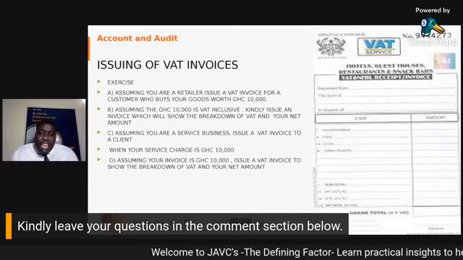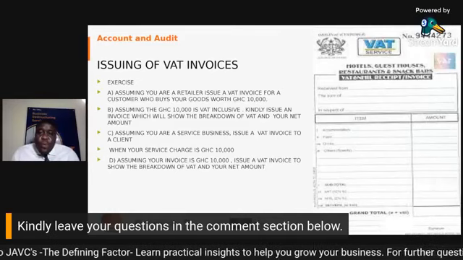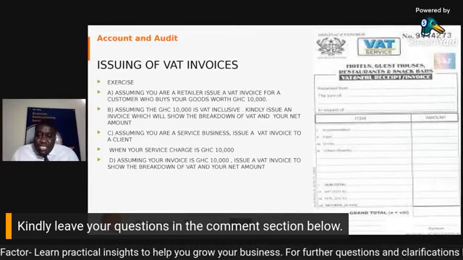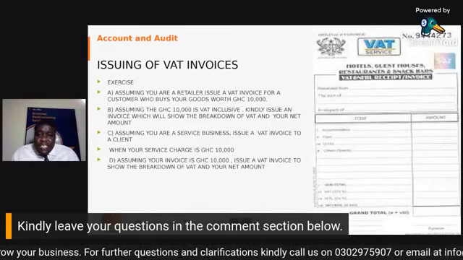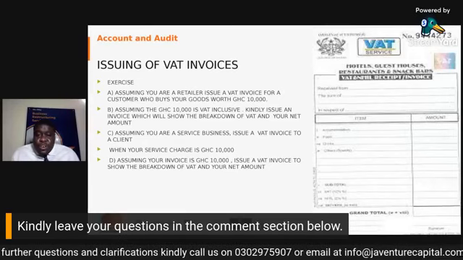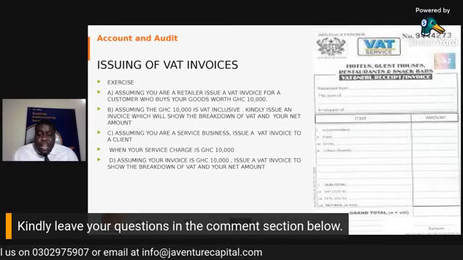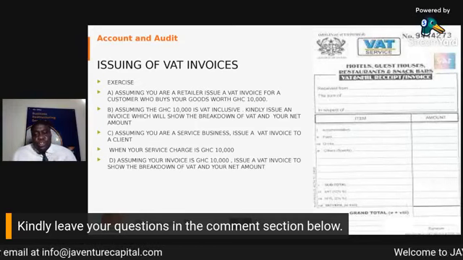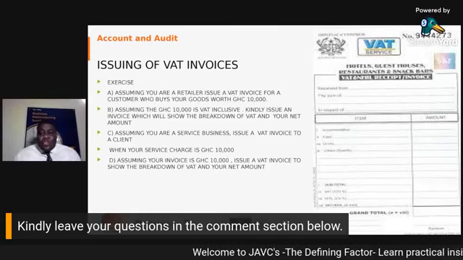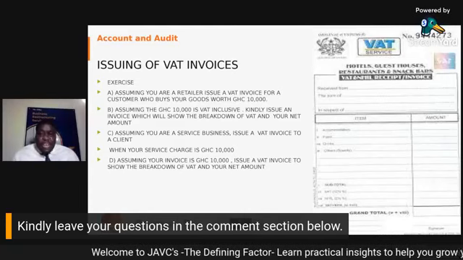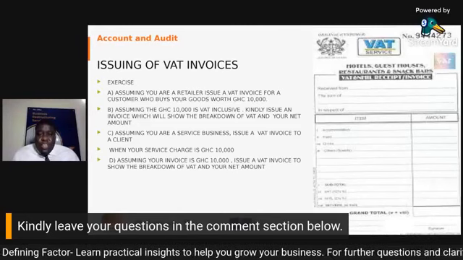They say, well, assuming you are a retailer, you issue a VAT invoice for a customer who buys goods worth 10,000 cedis. So this is the case. Issue a VAT invoice for a customer who buys goods worth 10,000. So what it means is that your VAT is on your invoice. Now, because you're a retailer, the VAT rate for retail is 3%. Then we have the COVID-19 levy, which is what? 1%.